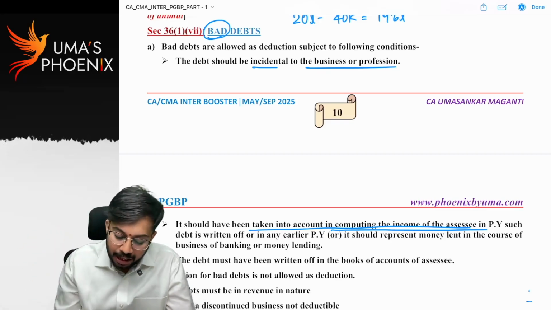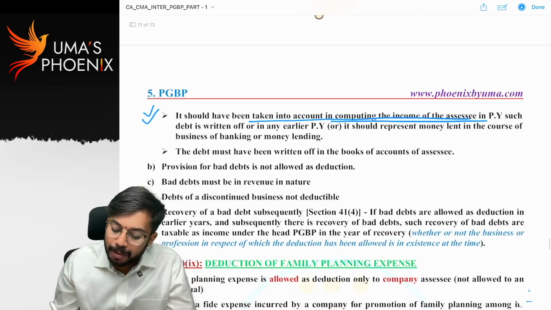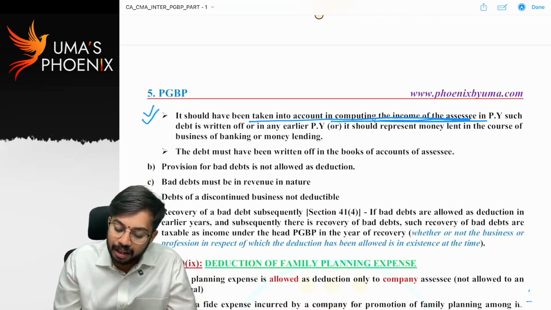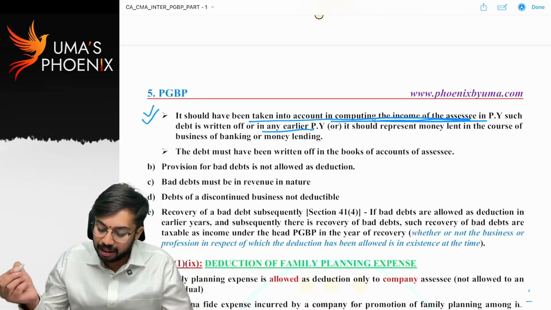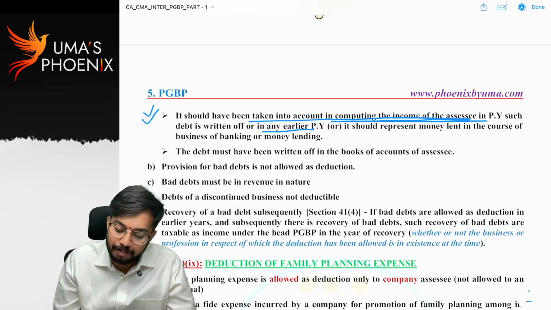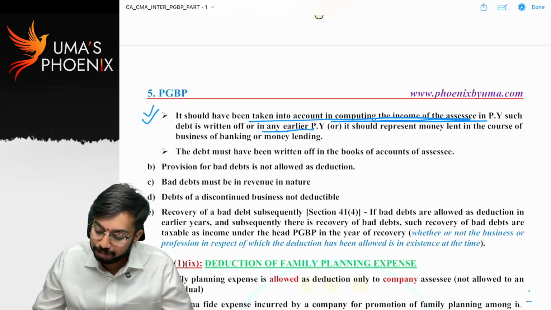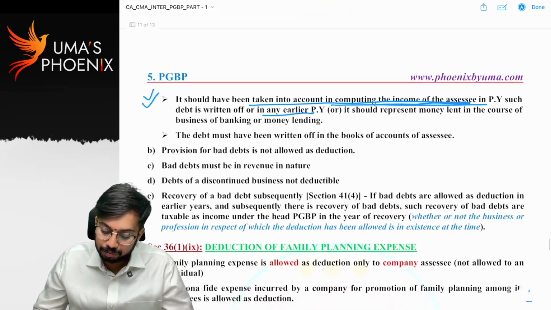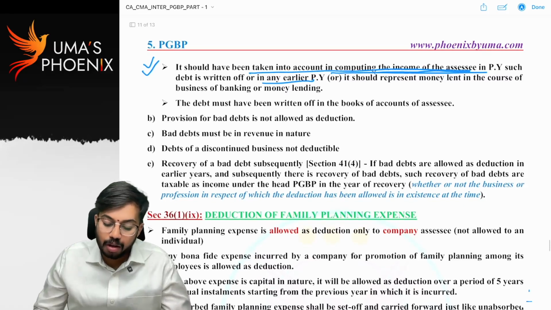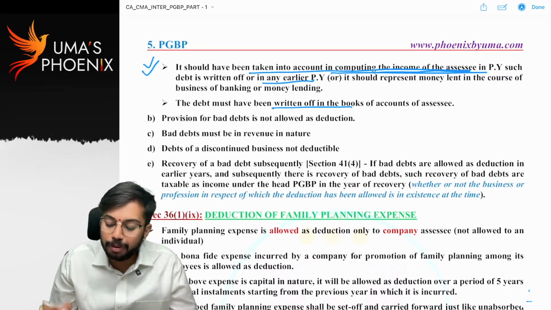So what is the condition? It should have been taken into account in computing the income of the assessee in the previous year or any earlier previous year, and such debt is written off, or it should represent money lent in the course of business of banking or money lending. The debt must also be written off in the books of accounts.